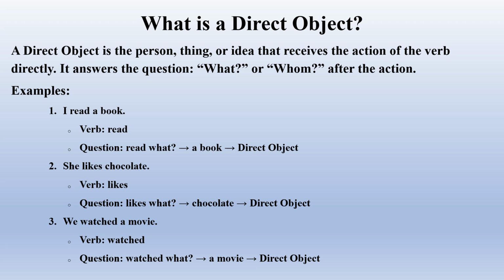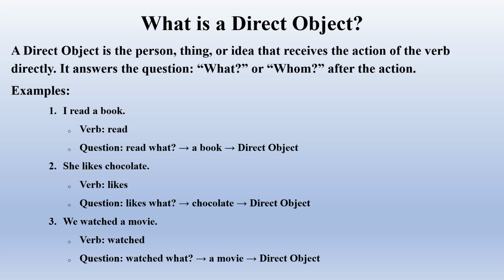Let's see some examples. I read a book. What is the verb in the sentence? Read. Now ask the question, read what? A book. So book is the direct object. She likes chocolate. The verb here is likes. Ask the question now, likes what? Chocolate. So chocolate is the direct object.